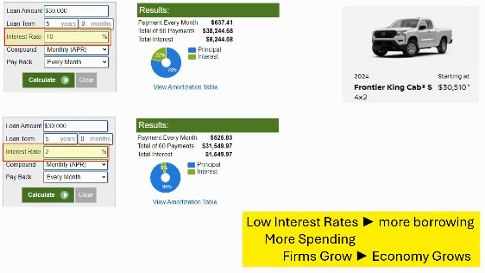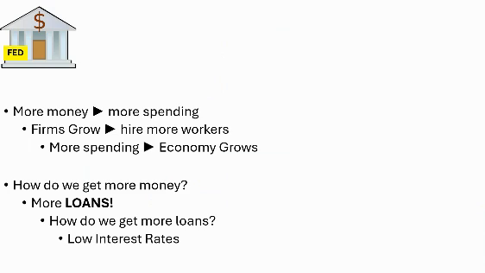You may, in the first scenario, say, I just can't afford that. Second scenario, you say, you know what, give me that loan. Now you have spent that $30,000. And that $30,000 is going to find its way through the economy, to firms, to households, and the economy grows. That's how that works. Pretty simple. Low interest rates, more borrowing. If you raise interest rates, people are less likely to borrow. So again, more money, more spending, you got it.